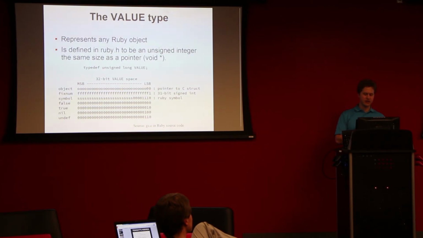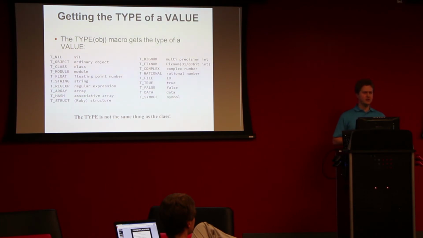Or, as you can see on the third line, if the least significant byte has that pattern, 00001110, then that is a symbol. And the value of the symbol is determined by these other bits. So that's interesting because that means you can compare two symbols just by comparing these two 32-bit numbers to each other. And so that would make symbol comparison much more efficient than string comparison. And you can also see that false, true, nil, and undefined have their own special values in there.